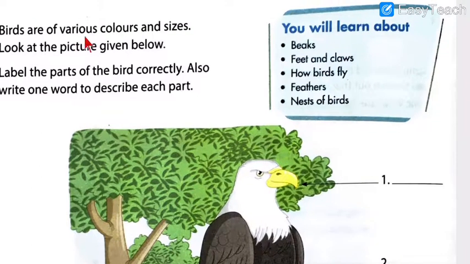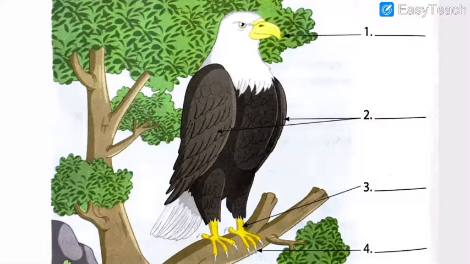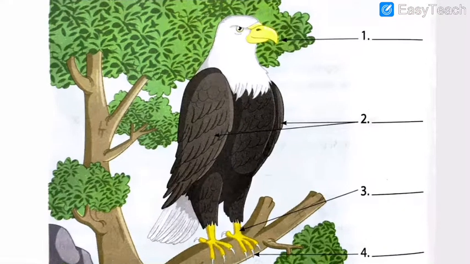So birds are of various colors and sizes. Look at the picture below and we have already labeled that, isn't it so? I hope that you too were labeling this diagram with me in your textbook, and I hope that you will send me the photos if you have not sent yet of this bird's labeled diagram. So please send the photo of the labeled diagram if you have not sent it till now.